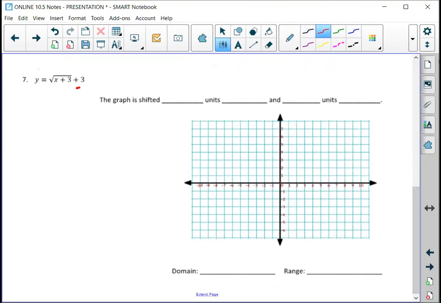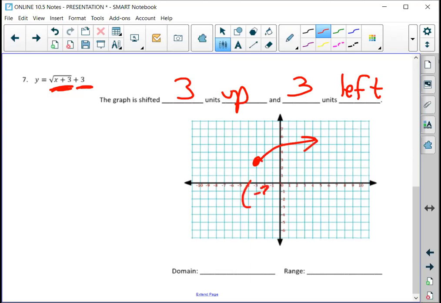For this one here, we have a +3 on the outside. So the graph is shifted 3 units up. And then we have a +3 on the inside. So that's going to be 3 units left. Remember, if it's plus, it's moving to the left. So we're going to put that starting point. We're going to move up 3 and then left 3 from the origin. And then we're going to draw that general shape. The ordered pair is -3, +3. So the domain is going to be x is greater than or equal to -3, coming from the x coordinate. And the range is going to be y is greater than or equal to +3, coming from the y coordinate.